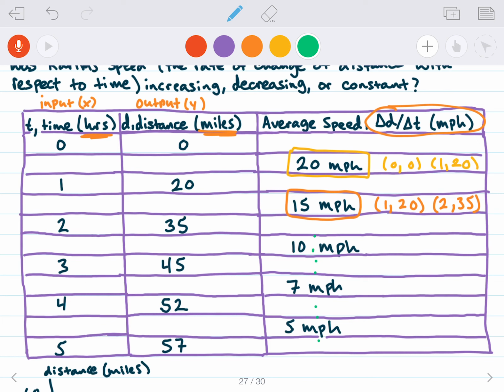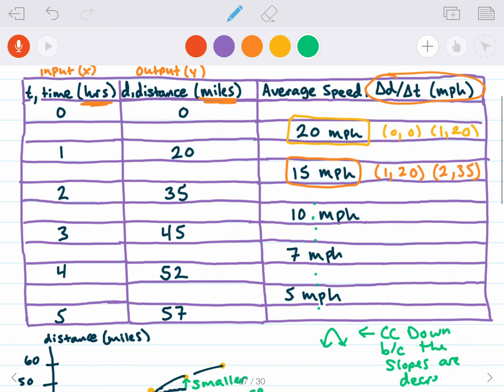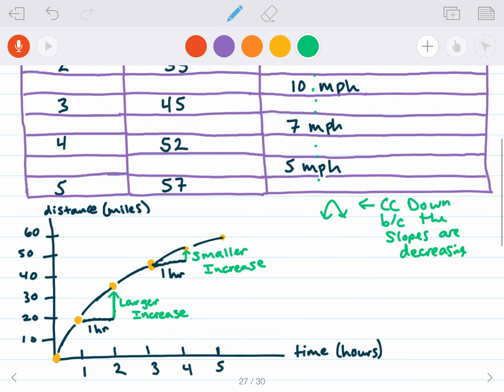So what's happening to the speed as time goes on? Well, the speed is decreasing, right? Which means the slope is decreasing. The rate of change is decreasing, which tells us this thing should be concave down, right? This is concave down because the slopes are decreasing as time goes on. And we can see that with our graph here. It kind of is making a frowny face.